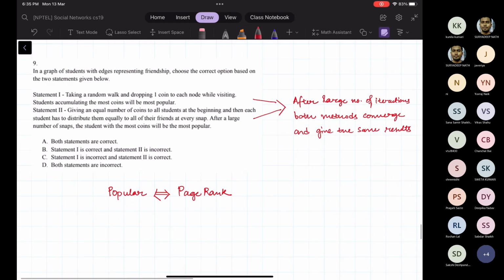So these are the two methods actually used for finding PageRank. Either you take a random walk in a web graph, which is usually what is done, or you have the web graph already and you distribute points across the edges of the web graph and see which node collects the most number of points. Both ways can be used for finding the PageRank. So both statements are correct in this case.